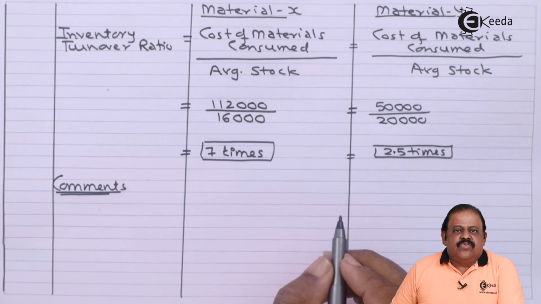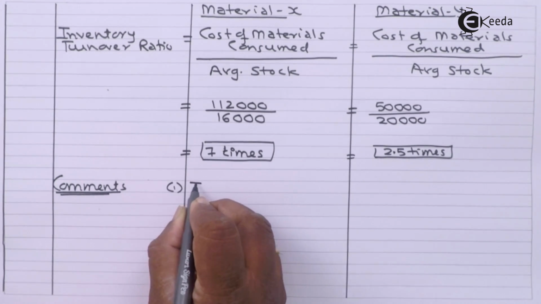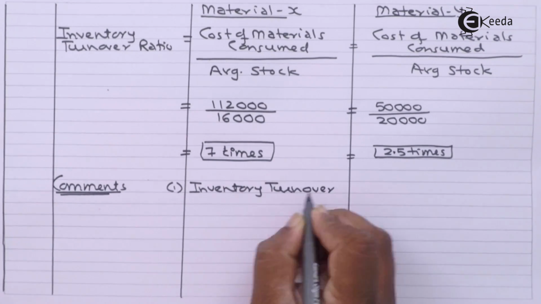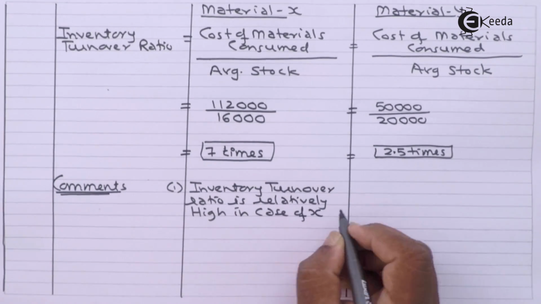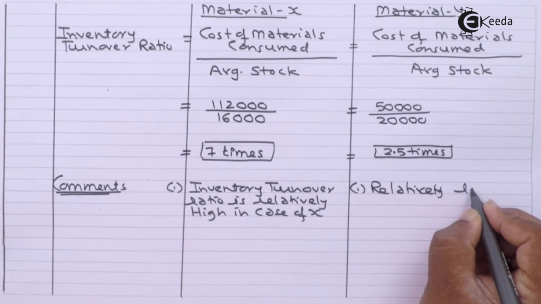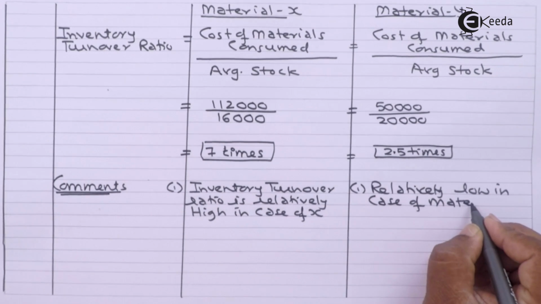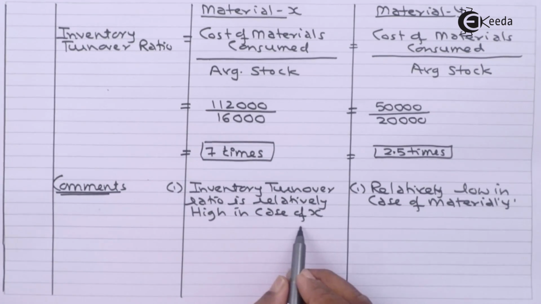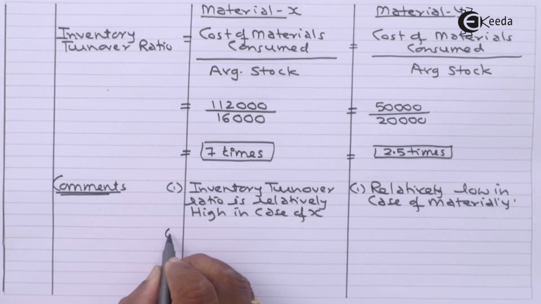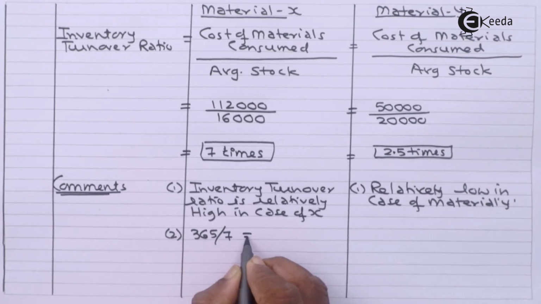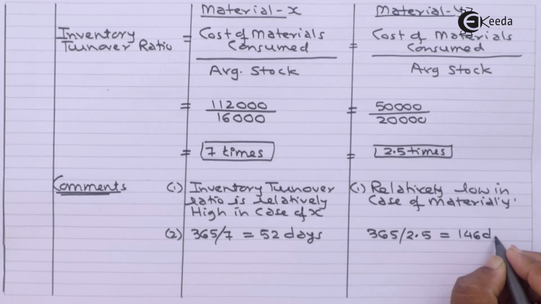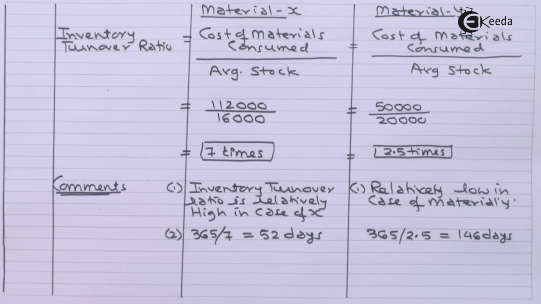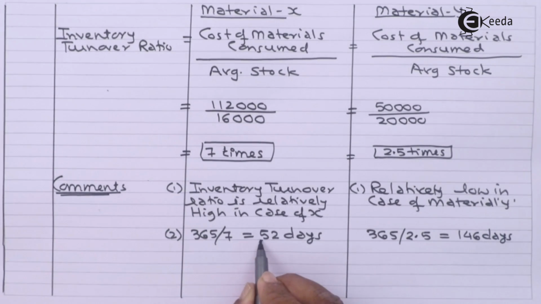Now we are required to compare these ratios and comment on this. Inventory turnover ratio is relatively high in case of X. It is relatively low in case of Y. Average period of inventory held in case of material X is 52 days. In case of material Y, it is 146 days.